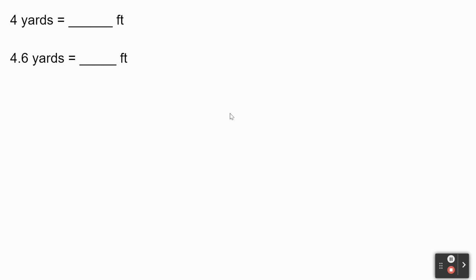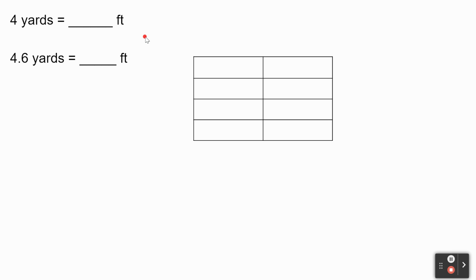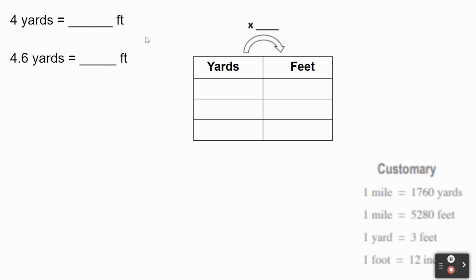All right, let's try converting from yards to feet. Here we're going to start with a table. We'll put yards on the left and feet on the right. Here we want to use our reference sheet to help us know how many feet are in 1 yard. We can see here that there are 3 feet in 1 yard. So we're going to be multiplying each yard by 3 feet. If we had 1 yard times 3, we would have 3 feet. So there are 3 feet in every yard.